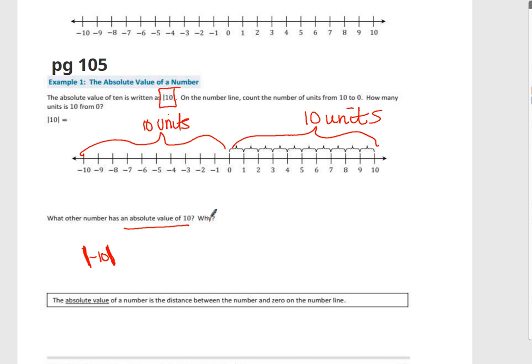And why is that the same? It is the same number of units from, good, 0. Perfect. The absolute value of a number is the distance between the number and 0 on the number line.